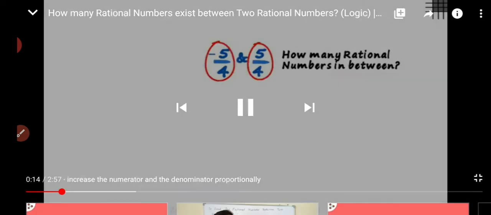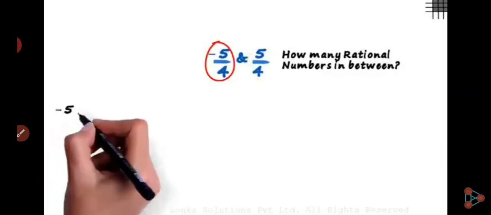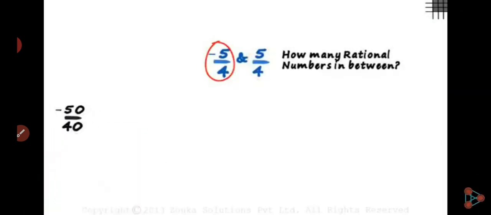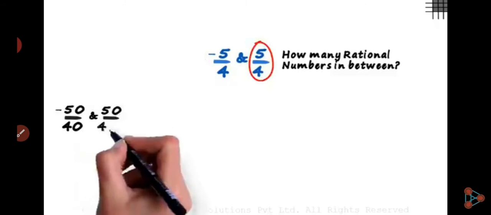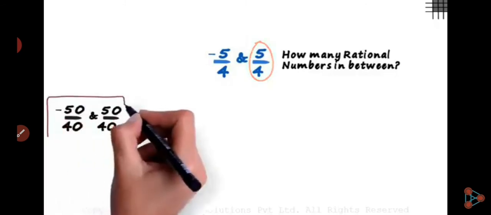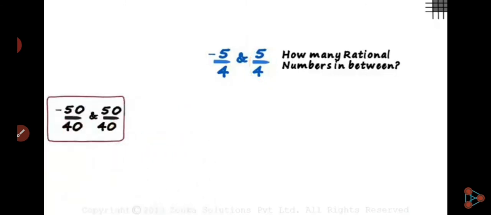Let's try to rewrite these two numbers a little differently. This number can be written as minus 50 by 40. We just multiply the numerator and the denominator by 10. And this one can be written as 50 by 40. We're not changing the values of the rational numbers, we just wrote them differently. Now think about it. How many rational numbers exist between these two rational numbers?